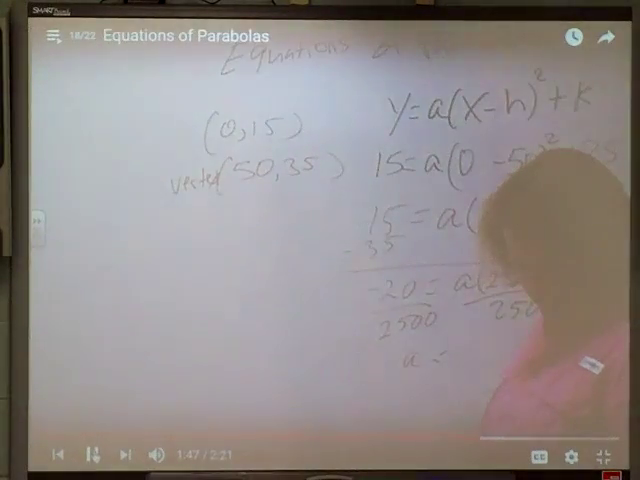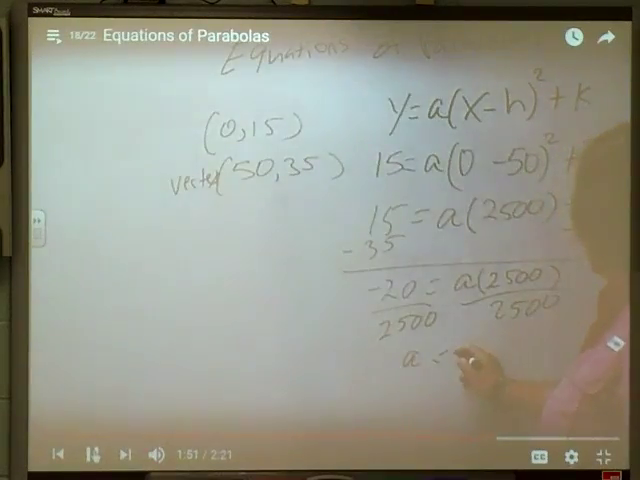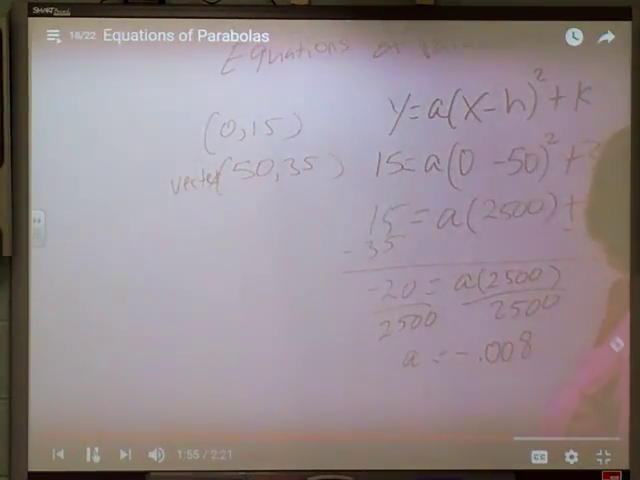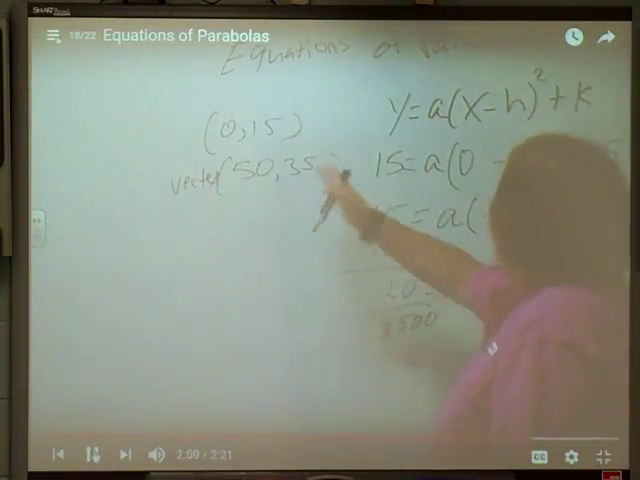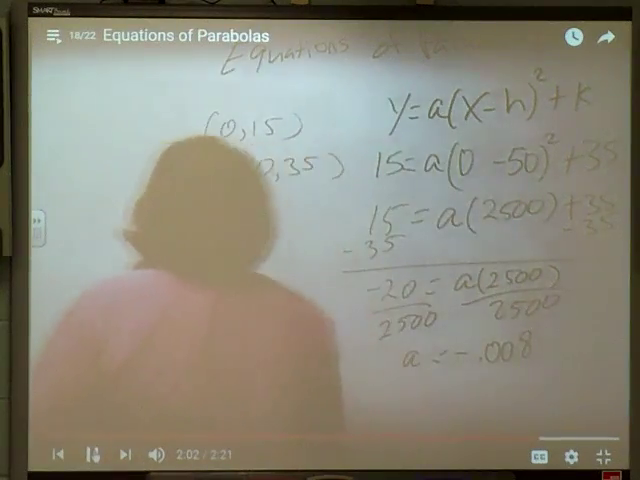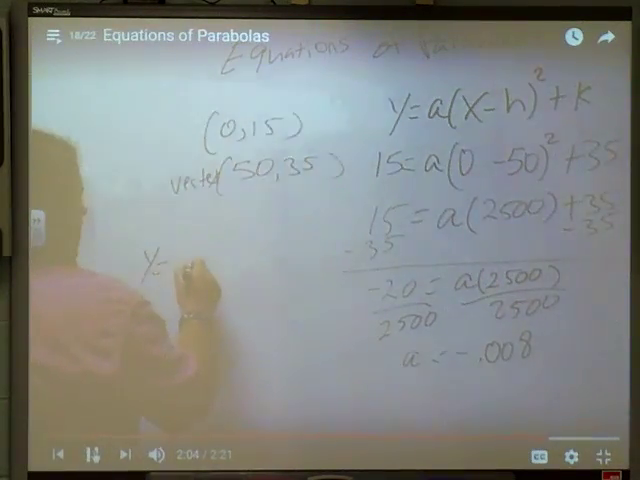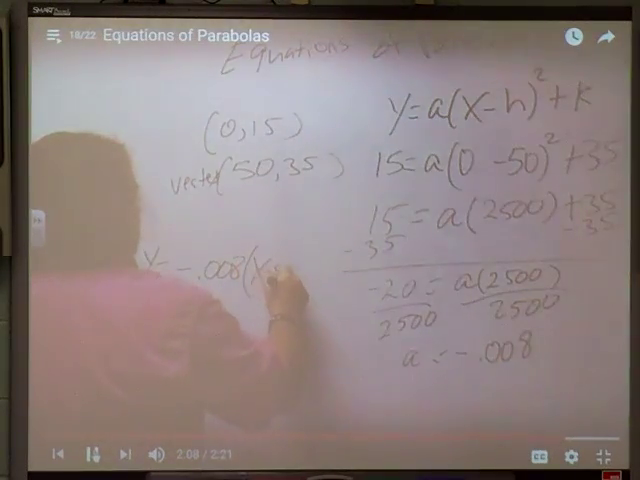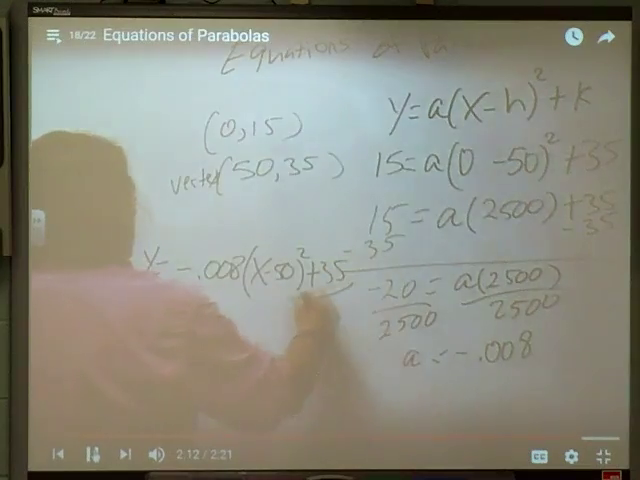See here, negative 20 divided by 2,500, negative 0.08, negative 0.008, excuse me, negative 0.008. So I'm just going to take my A value and my H and K and plug it back in. So my equation will be y equals negative 0.008 times x minus 50 squared plus 35.